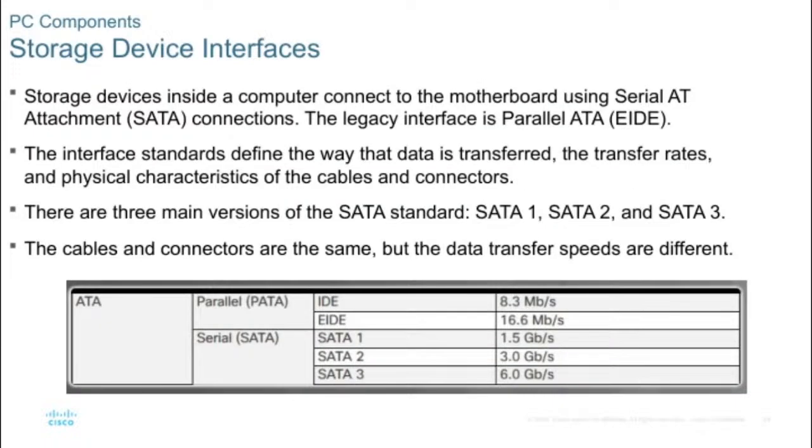Inside a computer, storage devices connect to the motherboard using SATA, that's serial AT attachment. Before SATA, there was parallel ATA, also called EIDE, which is now considered legacy. These interface standards set the rules for how data moves, how fast it moves, and even the shape of cables and connectors. There are three main SATA versions: SATA 1, SATA 2, and SATA 3. While the cables look the same, their data transfer speeds get faster with each version.